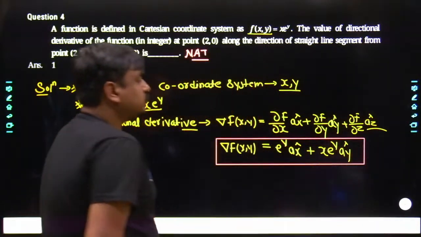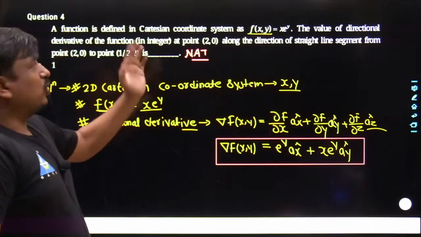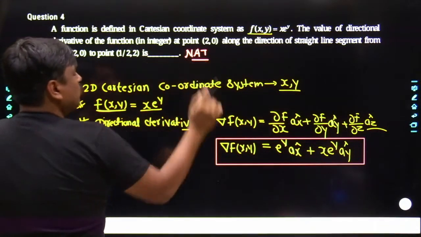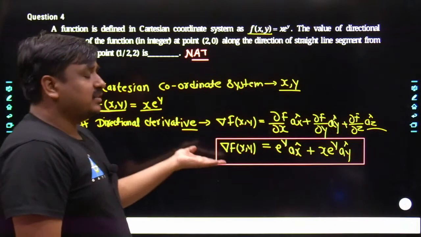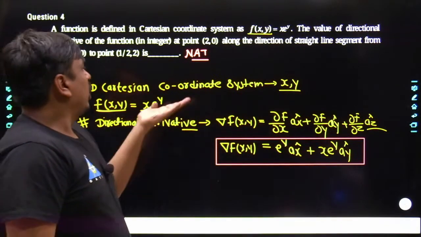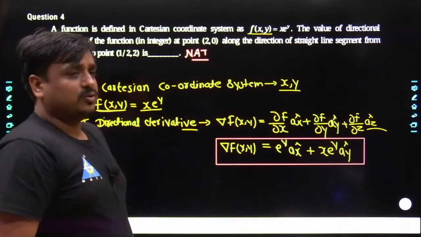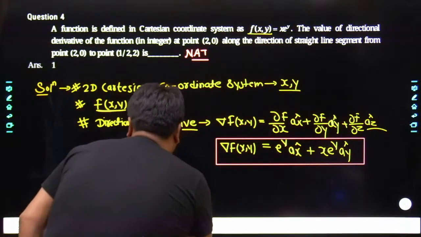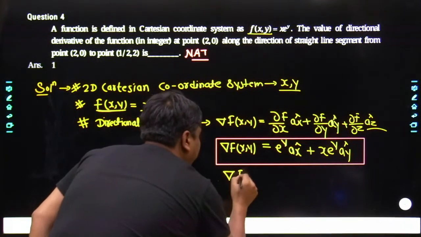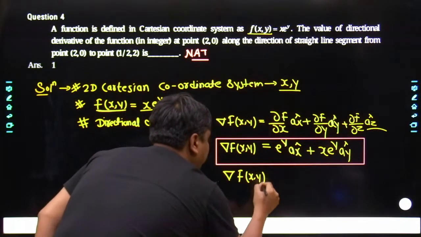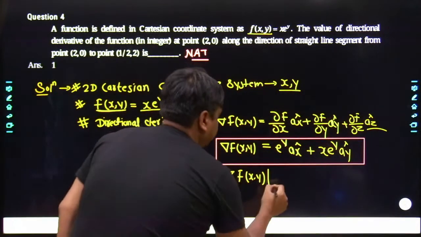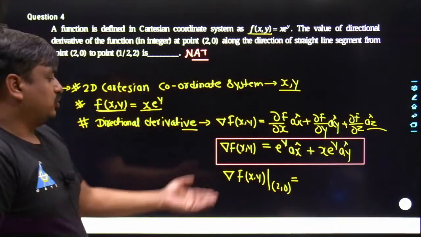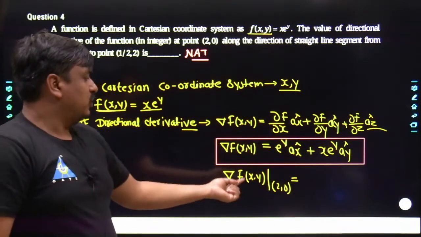Now, if you start reading further, the function is given at the point 2, 0. That means this directional derivative has to be calculated at x equals 2 and y equals 0. So I will be calculating the specific value of the gradient of the function f of x comma y at x equals 2, y equals 0. Let's start feeding the value of x as 2 and y as 0.